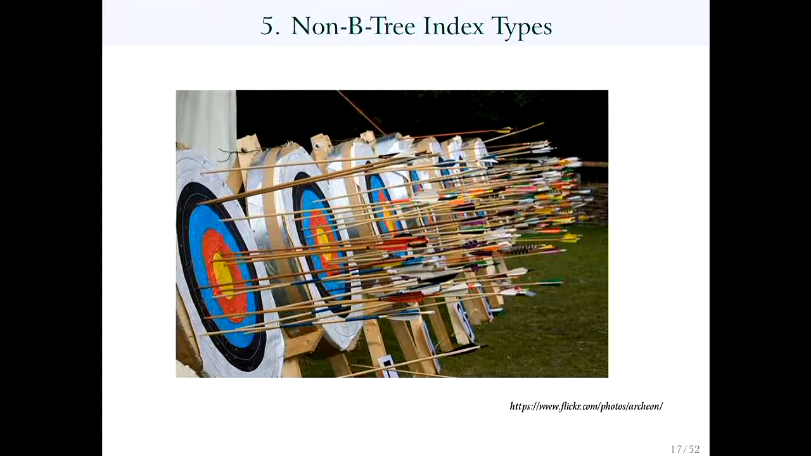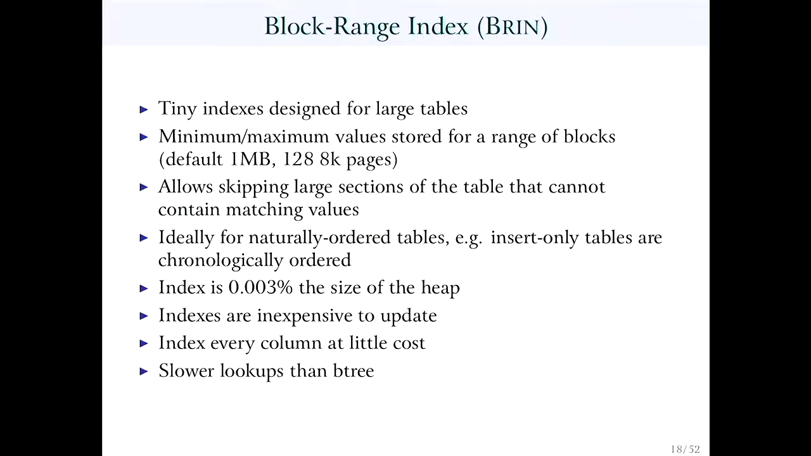What do they do? And why do they really make Postgres's type system shine? The first one is kind of an interesting index type. We've had it for a couple years. It's called BRIN. It stands for block range indexing. It basically creates tiny indexes for large tables.